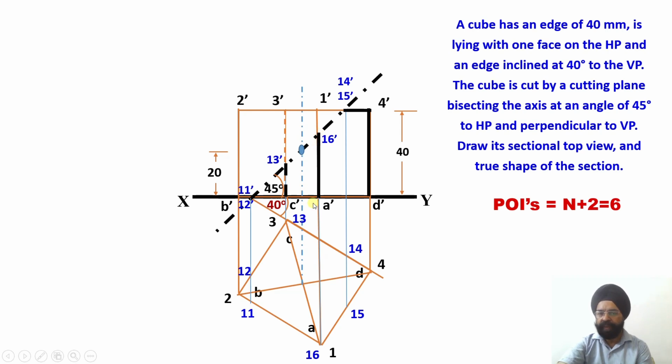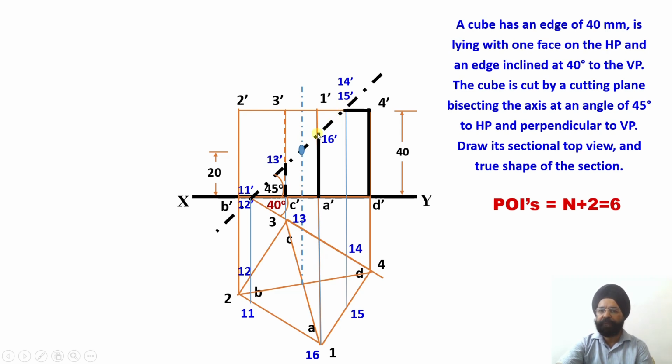Now I'll bring this down. As I bring this down, once again you can see A, 1 and 16 will all lie on this corner of the top face over there. Reason? Because 1 dash, 16 dash and A dash lie on one vertical line, which is perpendicular to the horizontal plane or the XY line. If you look at the top view of all these 3 points, they are going to coincide with each other. So this way 11, 12, 13, 14, 15, 16, 6 POIs in the top view have been located. 11 dash, 12 dash, 13 dash, 14 dash, 15 dash and 16 dash, 6 POIs have been located in the front view.